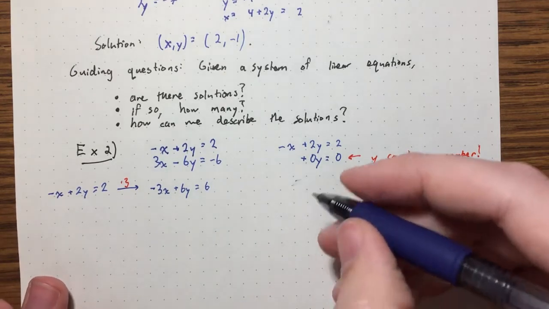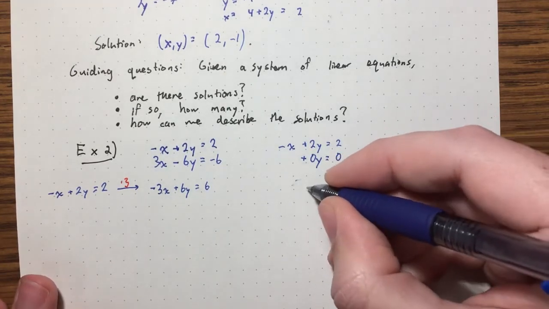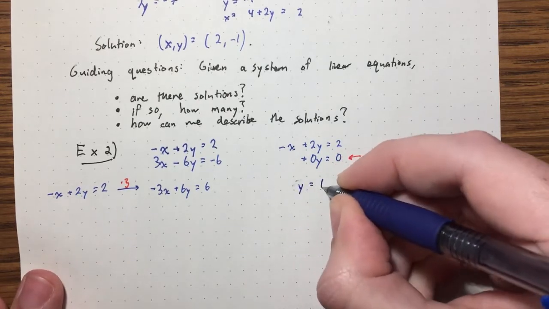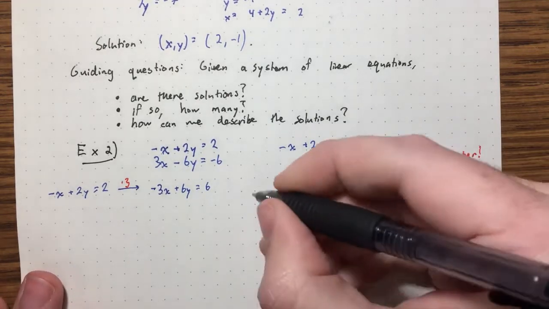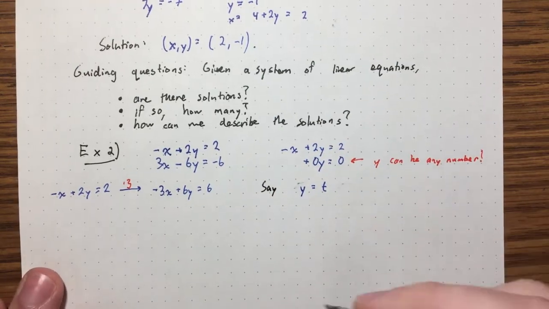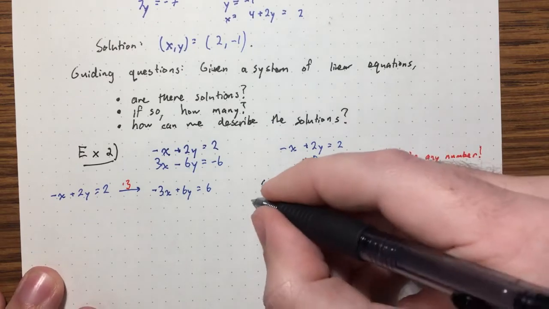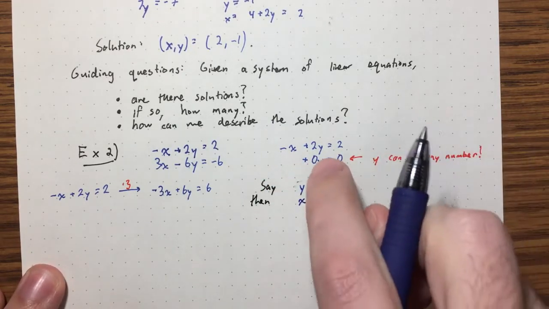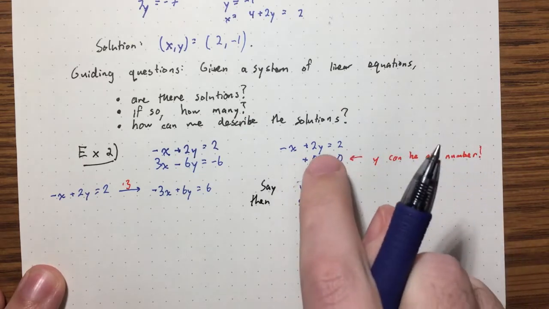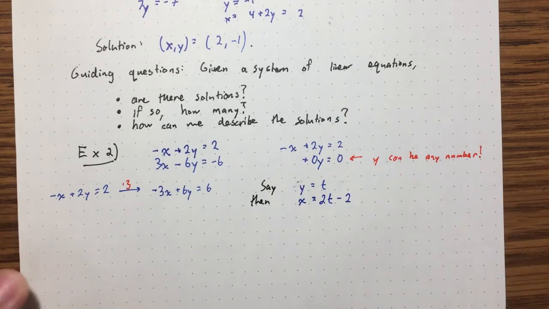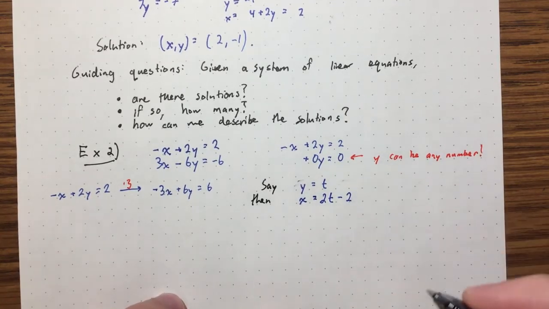So often what you want to do is describe the solutions parametrically. So let's say y is any number. I'll call it t. So t is any number. Well, then what is x? See, so we get x is 2y minus 2. So x is going to be 2t minus 2. Okay, so we can describe all the solutions with the parameter t.